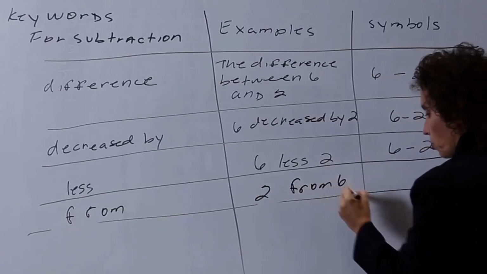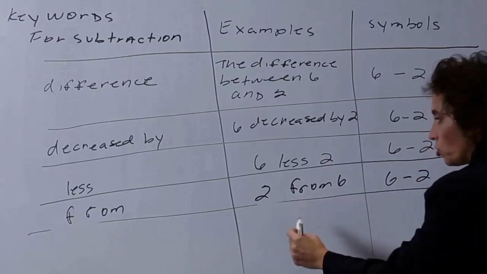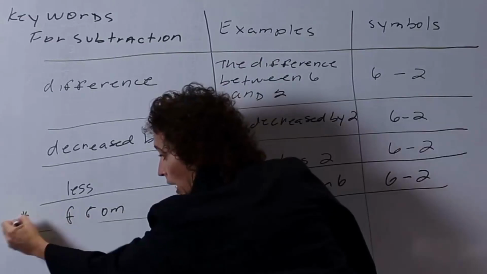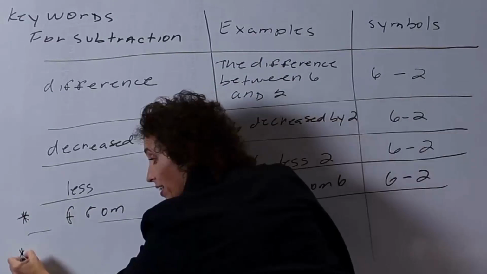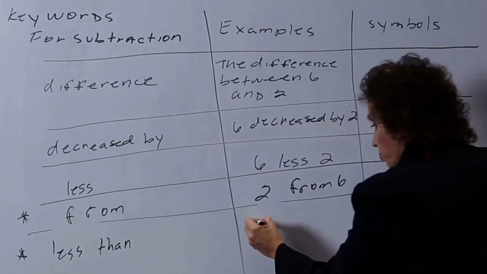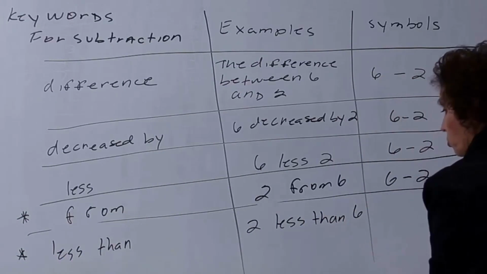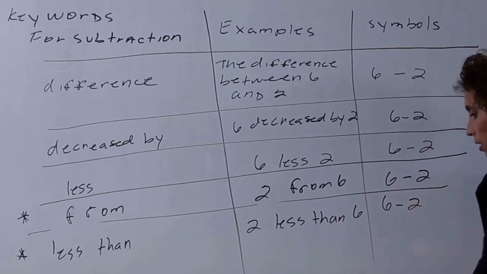2 from 6, which is 6 minus 2. Again, it changes the order because it's the word from. And the last one is the phrase less than. 2 less than 6, which is again 6 minus 2.